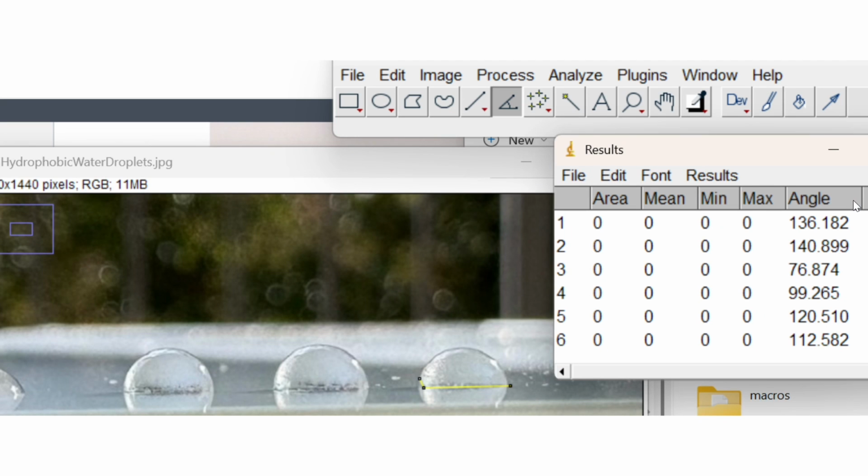Okay, so first up, we have a picture that we took of water droplets on top of a plastic keyboard. As you can see, the contact angle with the surface in most cases is much greater than 90 degrees. This is showing that the plastic keyboard is hydrophobic because it's repelling the water molecules and causing them to form this bubble.